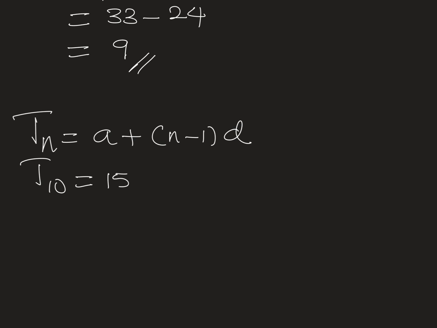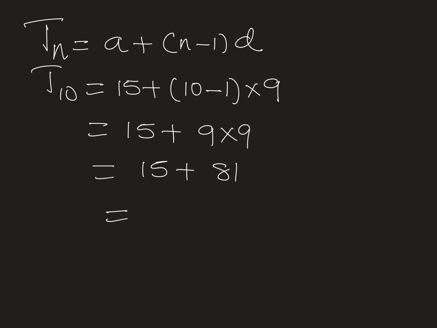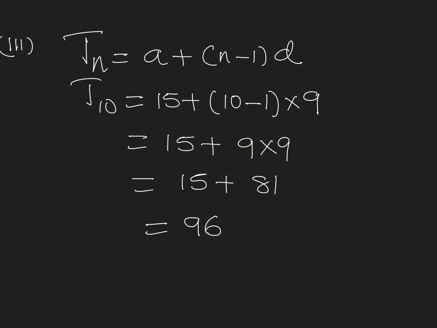So that will be 15 plus n, which is 10, minus 1, times the difference, which is 9. So we're going to have 15 plus 10 minus 1, which is 9, times 9. So that's going to be 15 plus 9 times 9, which is 81. What is 15 plus 81? So that is 96. Okay.